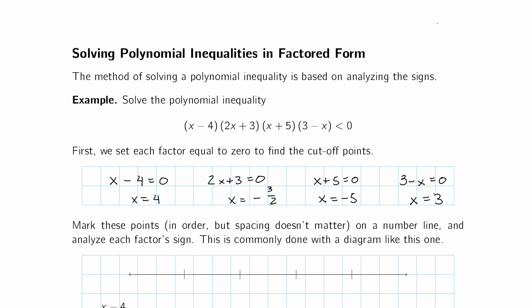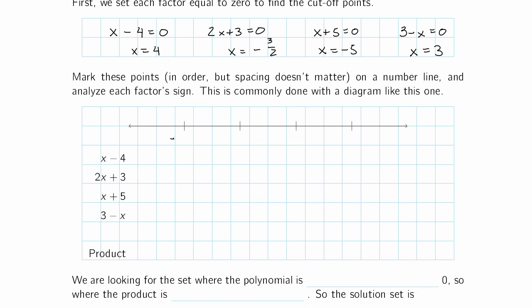We mark those on the number line. And just like when we were using number lines for compound inequalities, it doesn't matter if those numbers are spaced correctly. In fact, we're not going to space them correctly. But it does matter that they come in the correct order. So negative 5 is the least, that comes furthest to the left. And then negative 3/2. And then 3. And then 4.